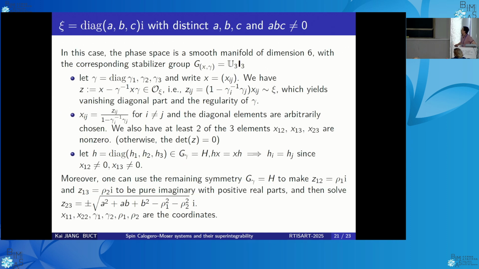So let's see the SU3 case. In fact, there are 4 types. First, Kc equals 0. It is trivial. Kc is 0, and its adjoint orbit is a point, 1 point, so it's trivial. The generic case, the generic adjoint orbit is like this. Kc is ABC, and A, B, C are distinct, and non-zero. So in this case, it is quite generic and smooth. The phase space is a smooth manifold of dimension 6, and its corresponding stabilizer group is just the identity.